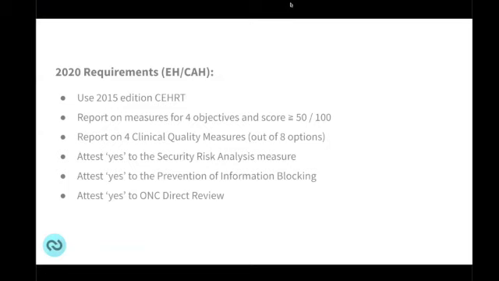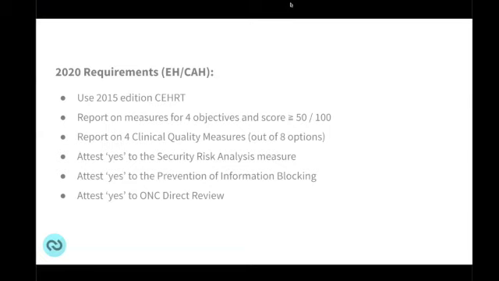They need to report on measures for 4 objectives, and there's a scoring matrix associated with each of the objectives. In that scoring matrix, they need to score greater than 50%. So passing grade has to be over 50. They also have to report on 4 clinical quality measures out of 8 options. That used to be 16 options for 2019, and it was switched to 8 options for 2020.